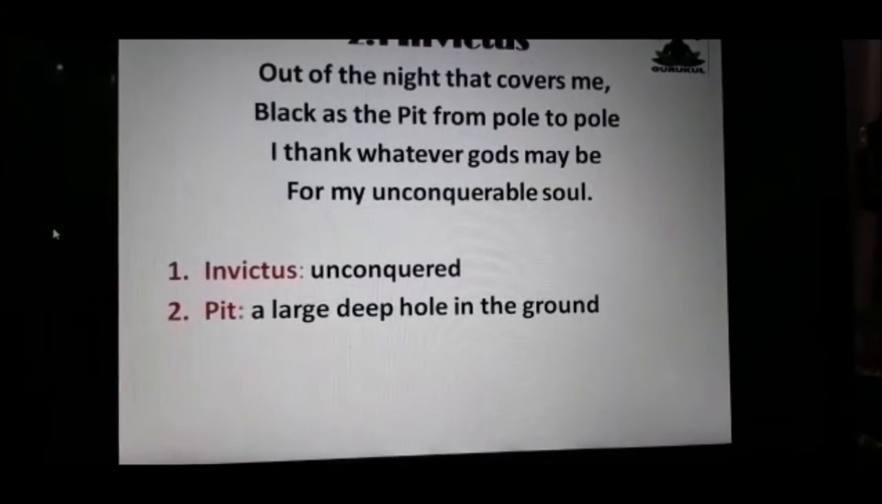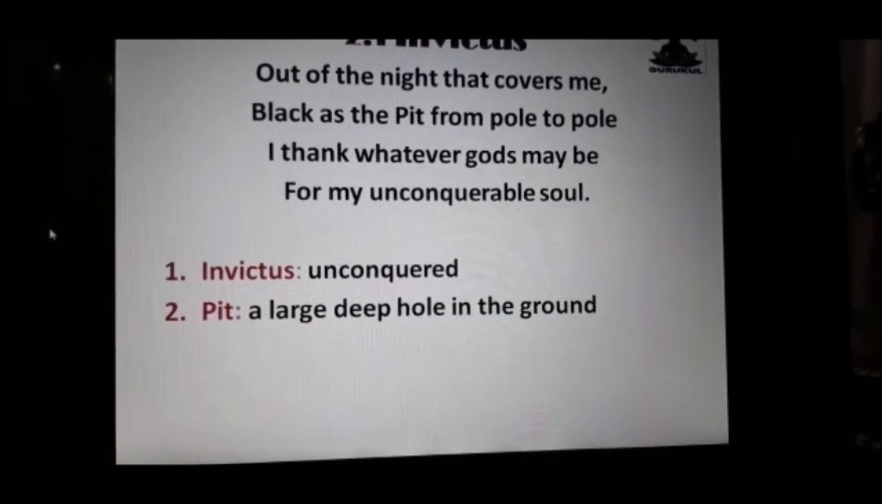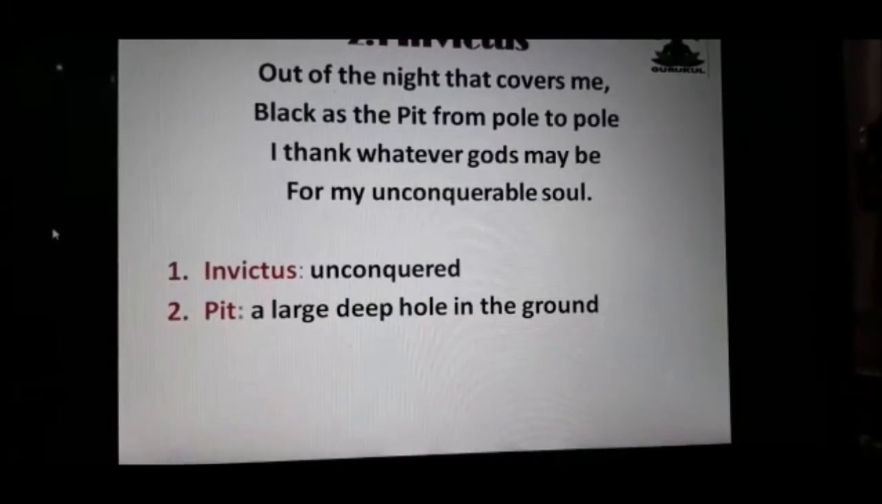Now by using the phrase "from pole to pole," he means every corner of the world, from one end of the world to the other end. So that's the meaning of the phrase "from pole to pole." In the other two lines, "I thank whatever gods may be for my unconquerable soul."